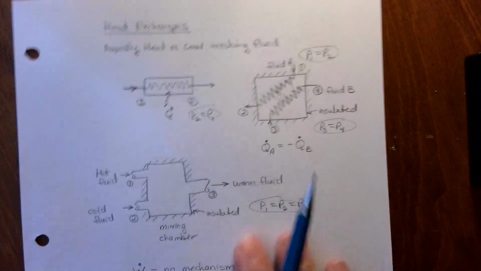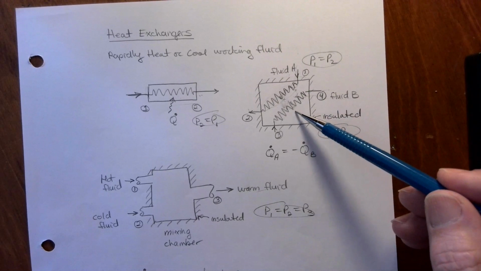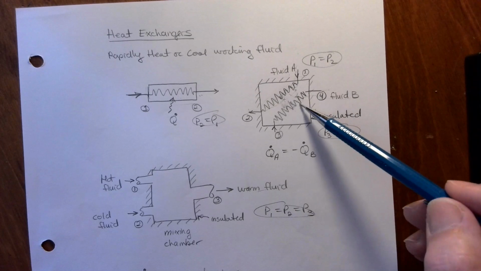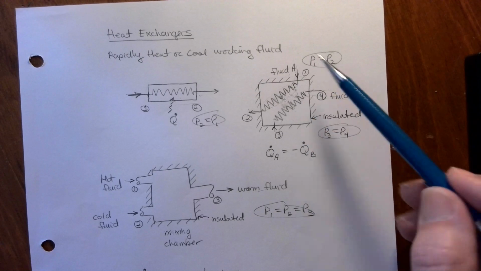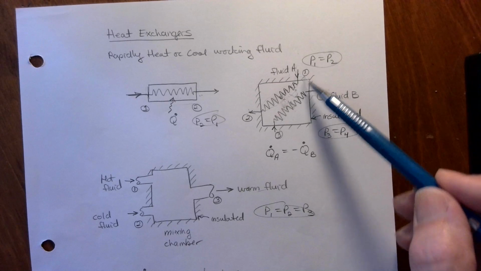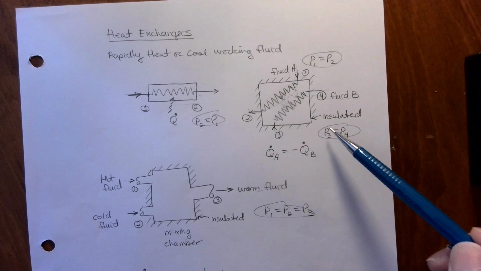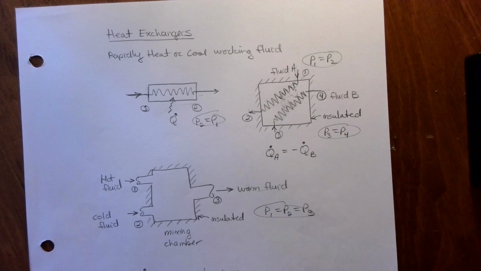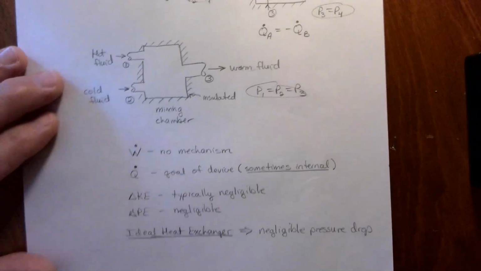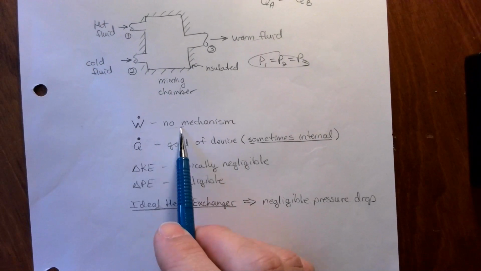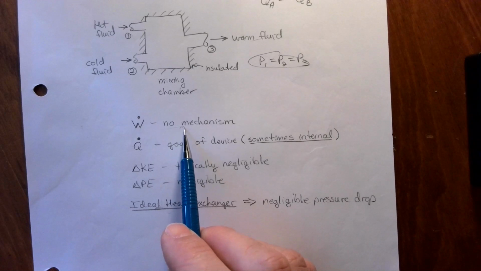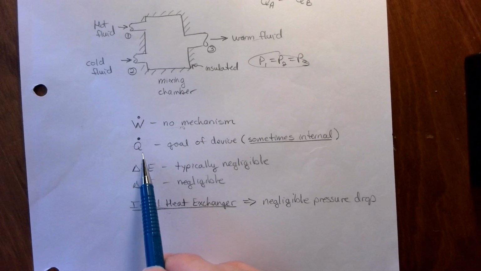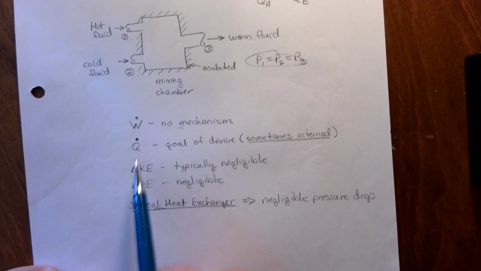I will point out up here though, in this particular type of heat exchanger, the pressure can be different between the fluids because they're not connected, but the pressure at 1 and at 2 will be the same, and the pressure at 3 and at 4 will be the same for the same ductwork or piping work. Okay, so typically there's no mechanism, nothing to do work here. The goal is to promote the heat transfer, although that might sometimes be internal.